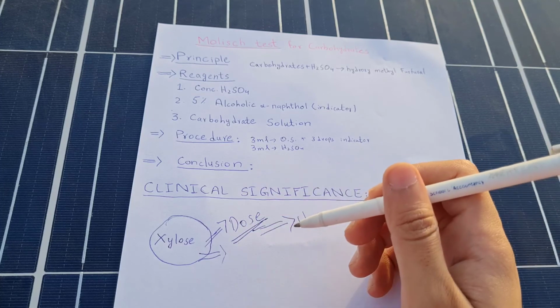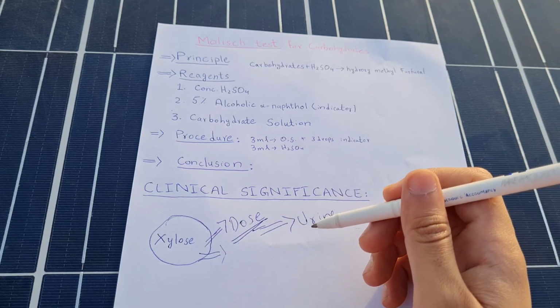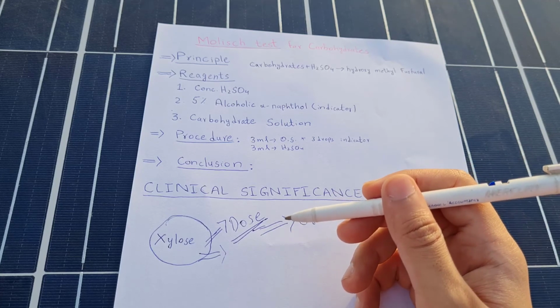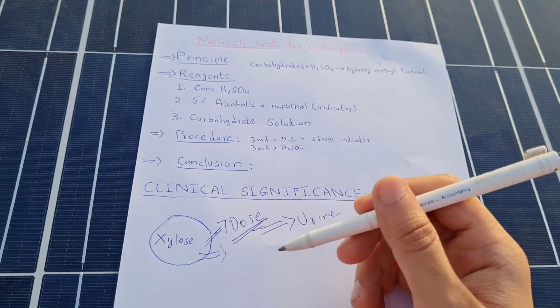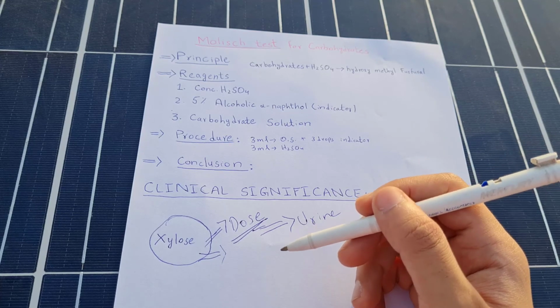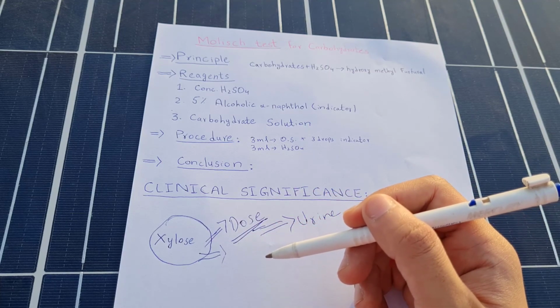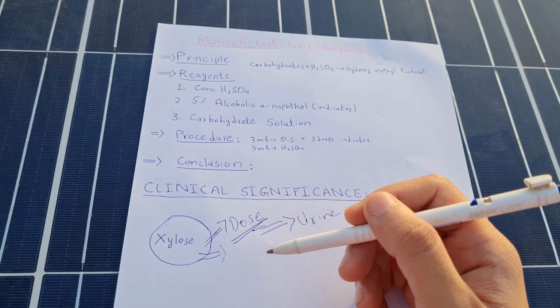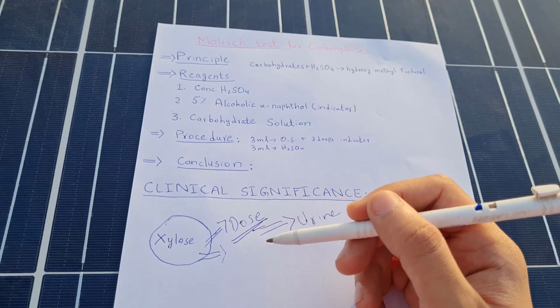So what is that significant amount? If the urine contains 23 to 50% of the original dose that we gave to the patient, then it is an indication that the intestine is properly absorbing the carbohydrates. But if the urine does not contain this carbohydrate at all, or contains less than 20% of it, then this is a clear indication that there is a malabsorption of carbohydrates in the intestine and the patient requires treatment.